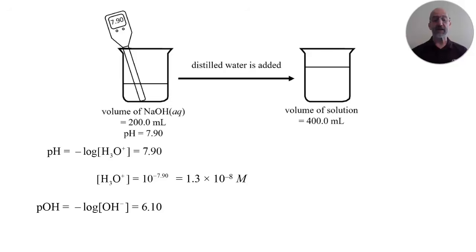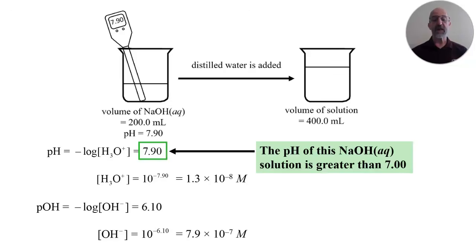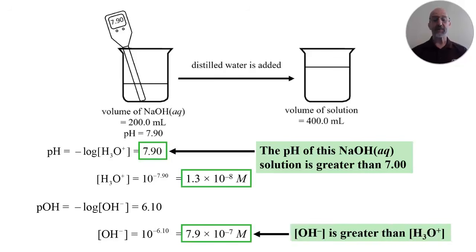So I will pick up my calculator and do 10 to the minus 6.1, and when I do that math, I get 7.9 times 10 to the negative 7, and that is the concentration or the molarity of the hydroxide ion. Now note that this is a base, so this is sodium hydroxide. Therefore, the pH is greater than 7. What would happen if the pH were eventually equal to 7 is that these two concentrations, hydroxide and hydronium, would be equal. But you can see that right now, the concentration of the hydroxide ion happens to be greater than the concentration of the hydronium ion.